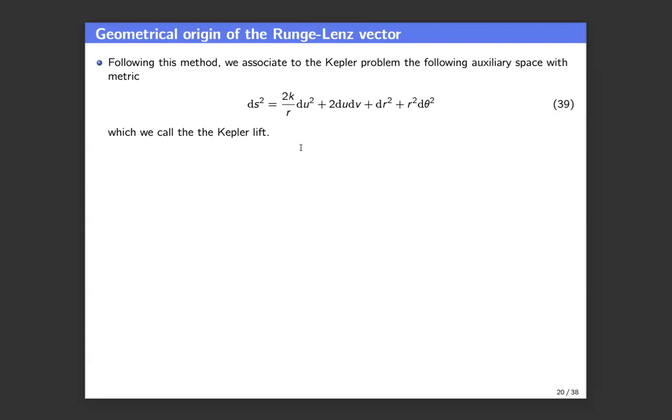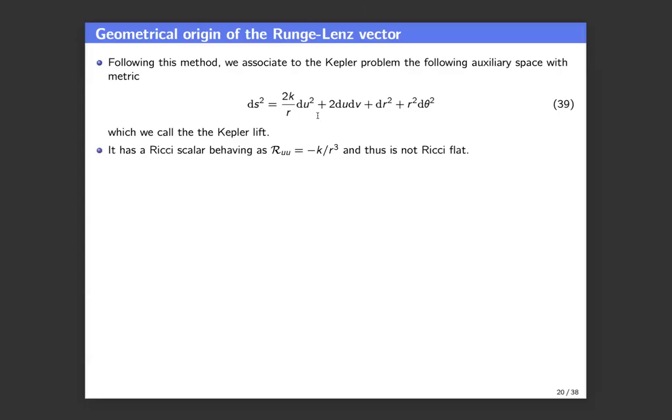So now we want to apply the Eisenhart-Duval lift method to the Kepler problem. You have the du squared term, which comes with the potential, which was minus 2V. You have the cross term du dv. Sorry, I call it v here, but it should be w. Whatever. This part is just the supermetric. And we call this the Kepler lift. So now we want to understand the Euler-Lagrange equations for the Kepler motion as a null geodesic on this geometry.